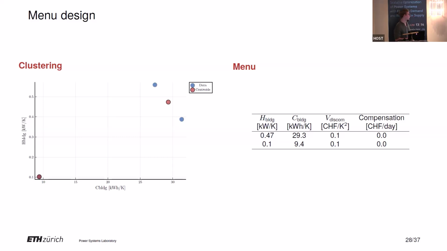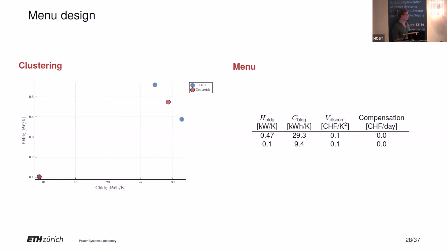So in my case, I had three buildings, and I'm going to say that I want two options in the menu, and so I'm going to cluster them here. Of course, because it's two clusters and three buildings, there's one that is going to be exactly represented by its true preferences. This one here, which is blue and red, so the cluster centroid is exactly at the building parameters, and the other one is basically an average of the two. And these two red dots are going to be the basis of the menu that I'm showing here.